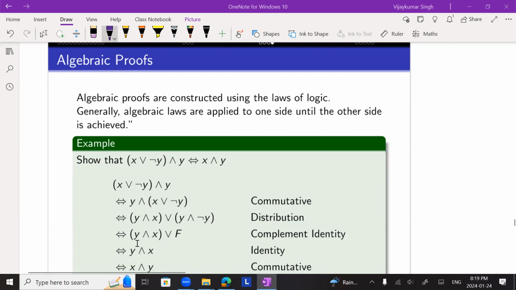It's a complement identity. And if you have y and x or F, then it will basically be y and F, right? Because p or false is p, because it will depend on what the truth value of p is, right? So you get this, which is the same as this one, right? So this is an example. You can do this problem later.